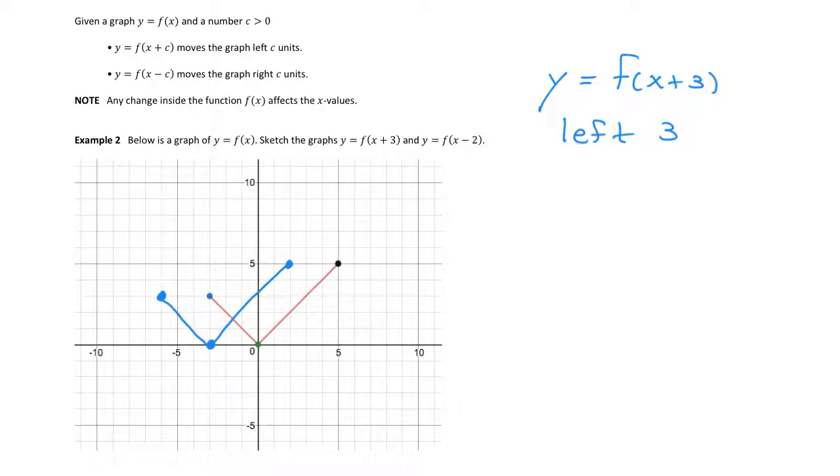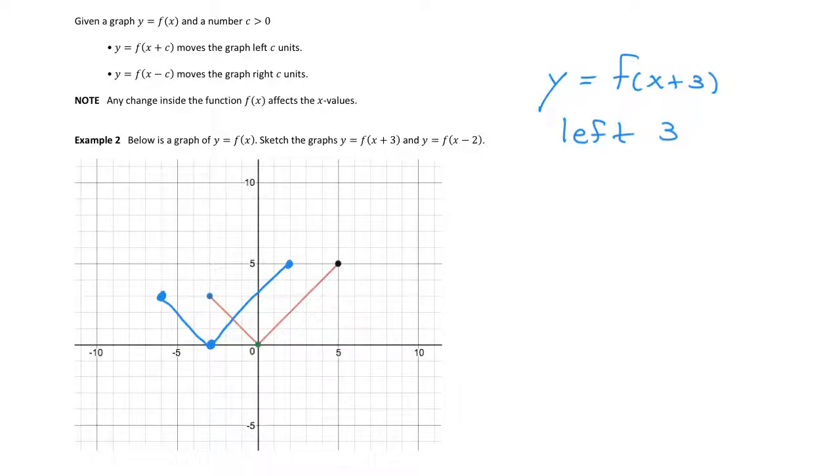So this is very different than the previous example. First of all, in the previous example, the 3 was outside the function, meaning it changed the y value, which is why the graph went up or down. But here, anything happening inside the function changes the x. So it's got to be some type of left or right movement, like you're going along with the x-axis. You would think it would go right 3, but in fact it goes left 3 places.